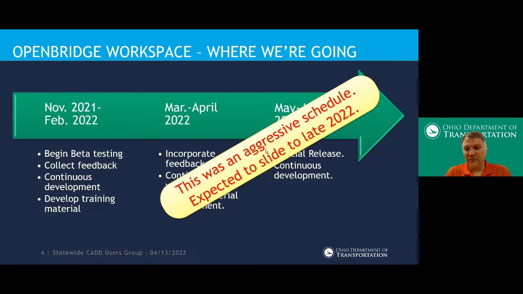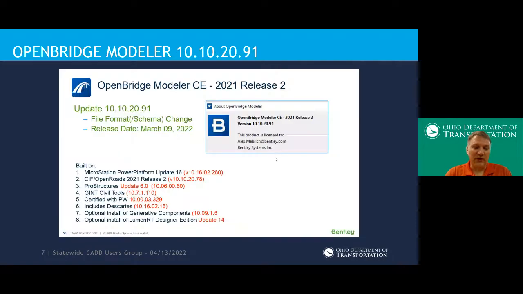And like I said earlier, we wanted to announce it to this CAD user group, and we ended up with some other priorities that have pulled us away. Some of the new versions of ORD, and then just recently, the beginning of March, the latest release of OBM 10.10.20.91 was released, and that has a schema change as well as a bunch of enhancements that I think we'd like to incorporate before we really have what we're going to call a final release.